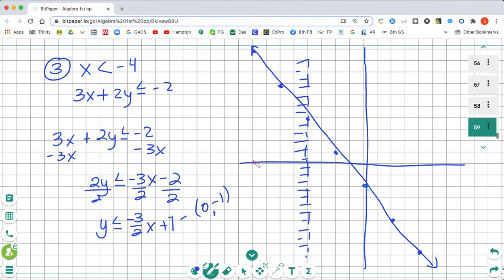Oops, I think I went down too low. Okay, so let me undo that line for a minute because I need to straighten this out a little bit. I think I went down too low. So we will fix that.